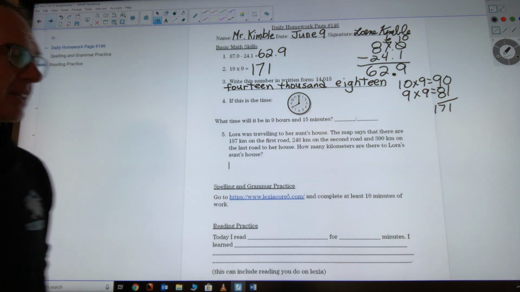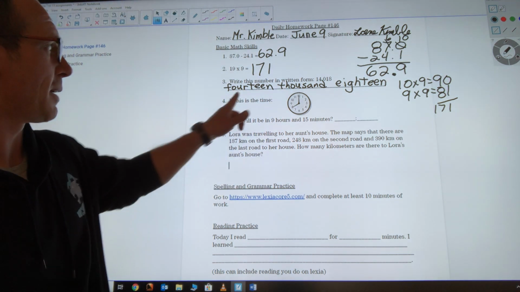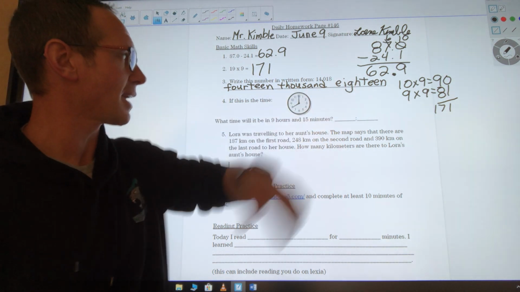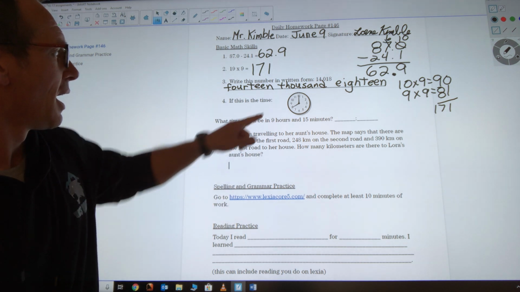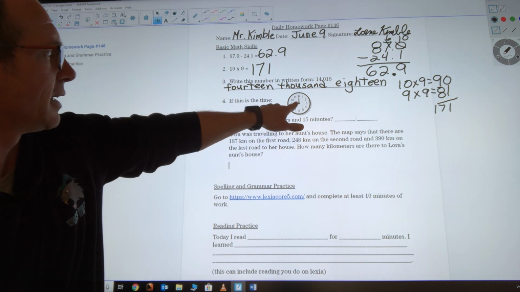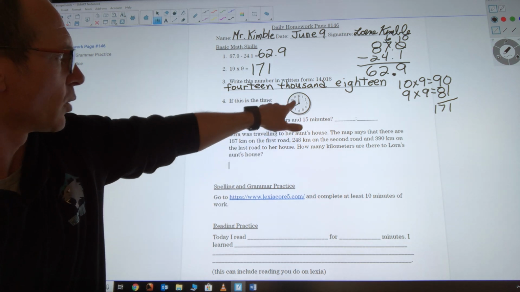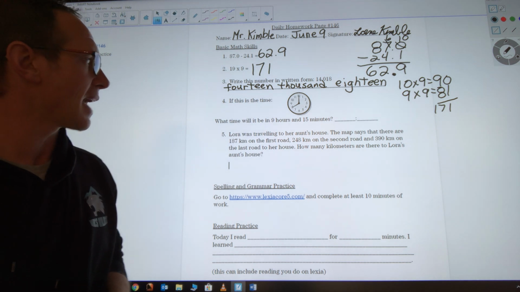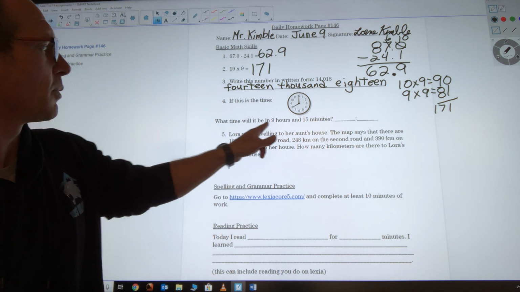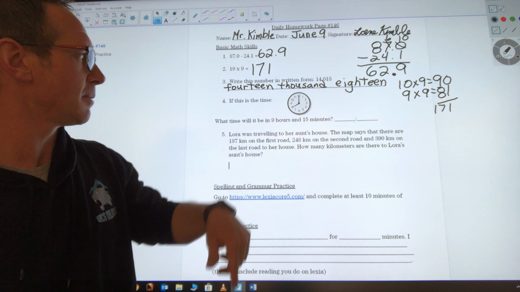Check your spelling, guys. By this point in the year, you should be able to spell 14,018. I'm looking at the time here. The longhand is at the 12 and the shorthand is at the 8. So that's 8 o'clock. We want to know what time will it be in 9 hours and 15 minutes.